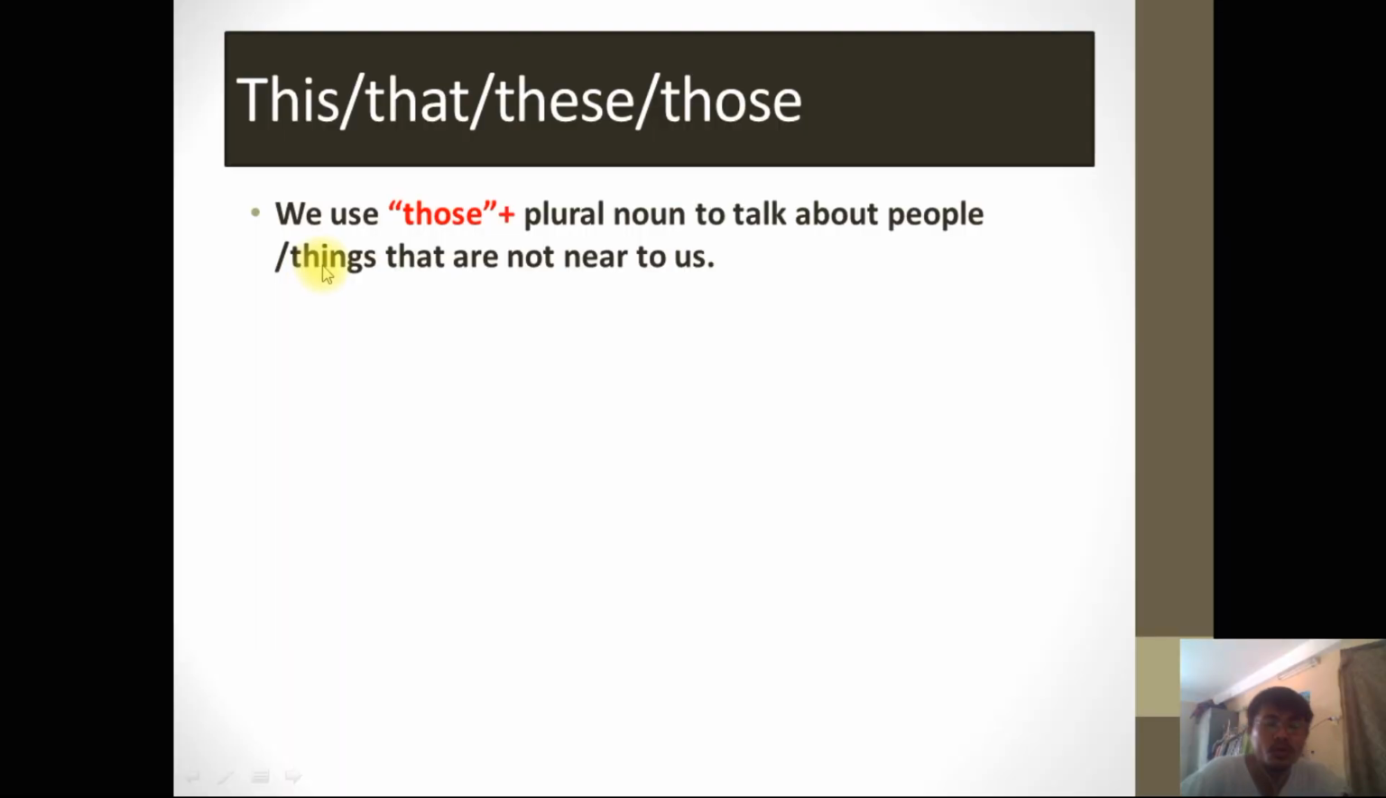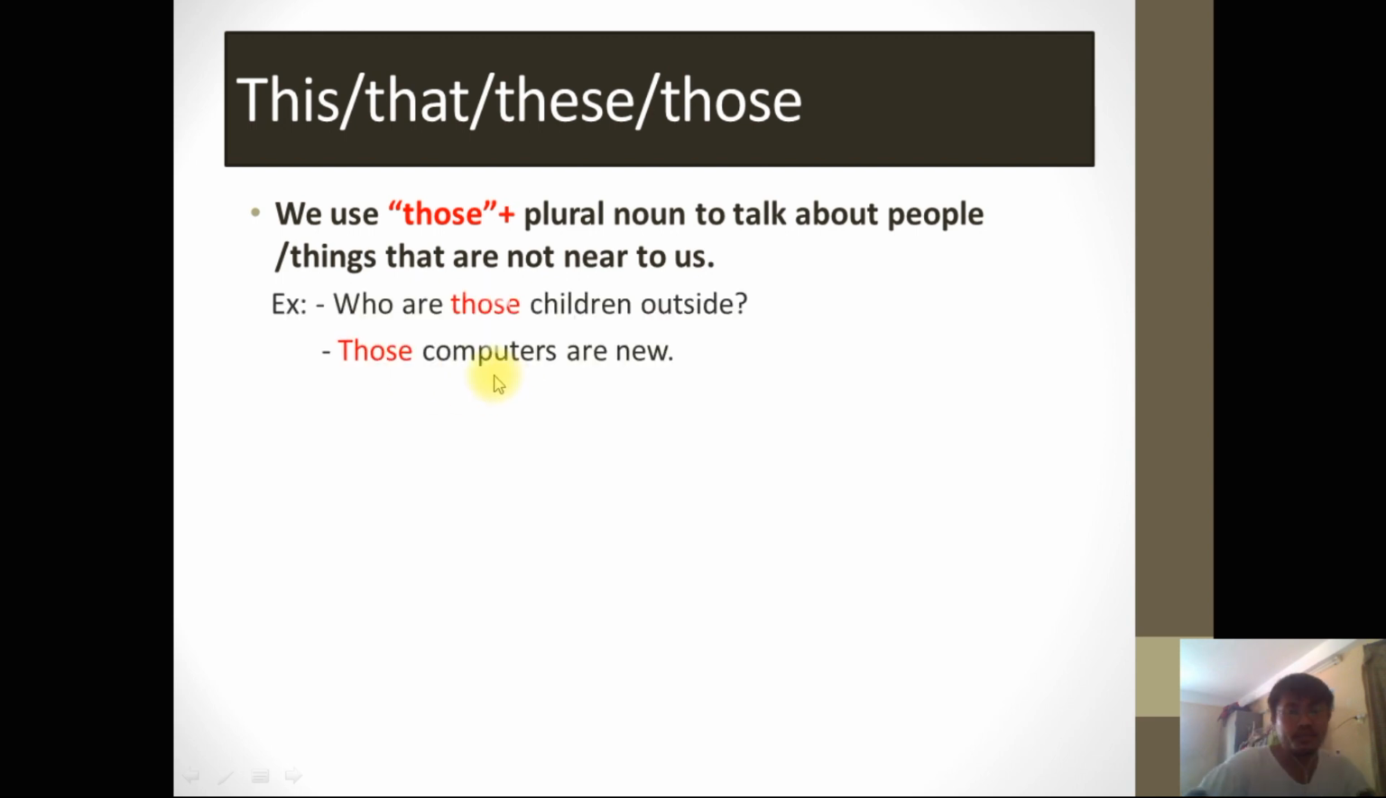Another one: those. We use those plus a plural noun to talk about people or things that are not near to us, I mean, far from us. Let's take a look at two examples. Who are those children outside? Children is plural. And those computers are new.